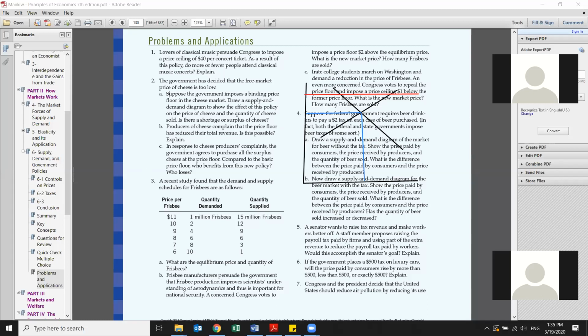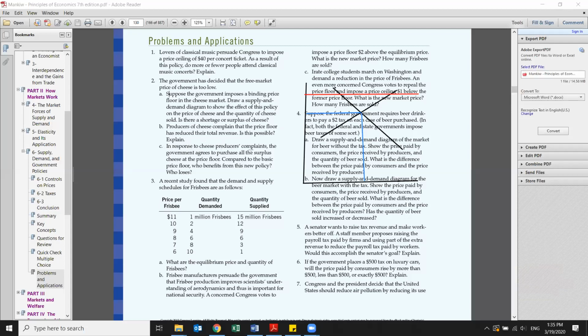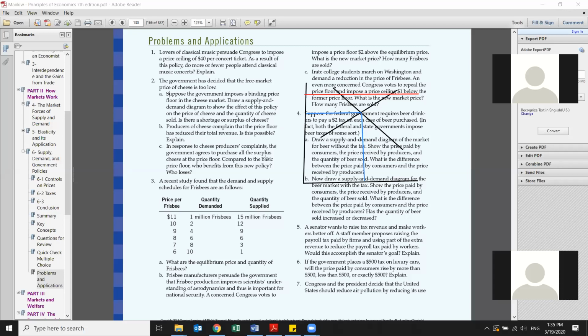Let us move on. In response to the cheese producers' complaints, the government agrees to purchase all surplus cheese at the price floor, compared to the basic price floor. Who benefits from this new policy? If the government decided to buy these surplus products, because buyers will not buy at the higher price, who will benefit?